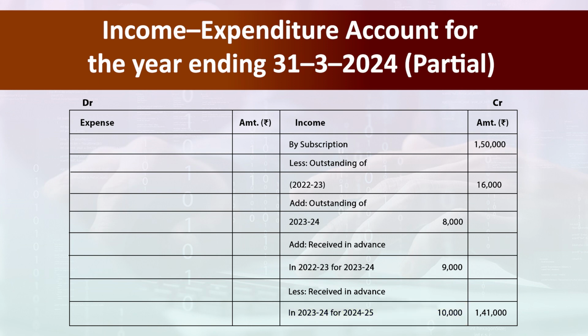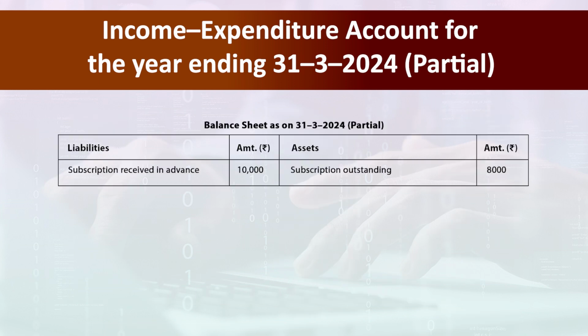The total subscription in this case comes to 1,41,000. The balance sheet as on 31/3/2024, which is again partial, is like this. On the liability side, we would be showing subscription received in advance of rupees 10,000, and on the asset side, we would be showing subscription outstanding amounting to rupees 8,000.